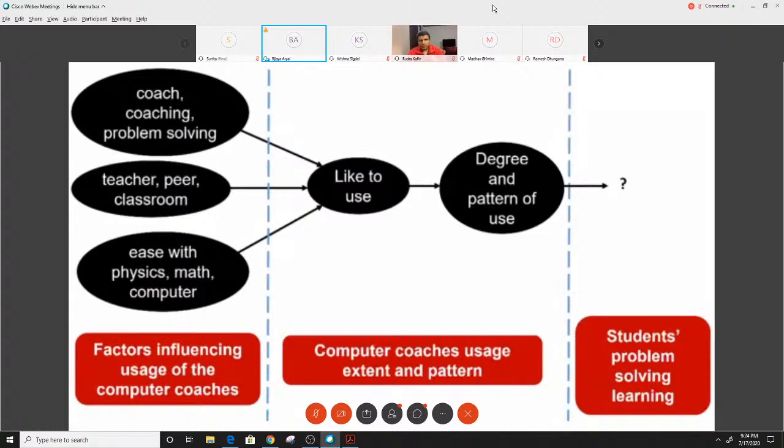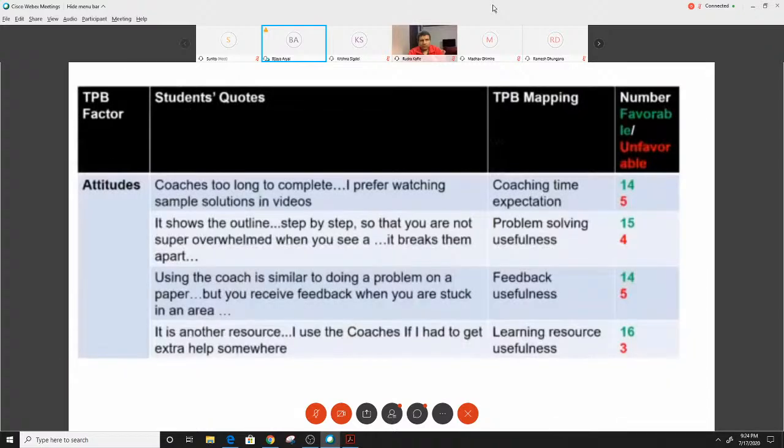So I mapped that model to explain our interview data here. I don't know if we have time to read all those texts, but I would like to summarize what is there. If you want to read the quotes, that is fine. But basically, attitude: what kind of attitude do they have about the coaches?